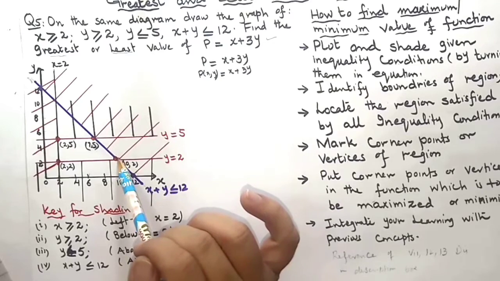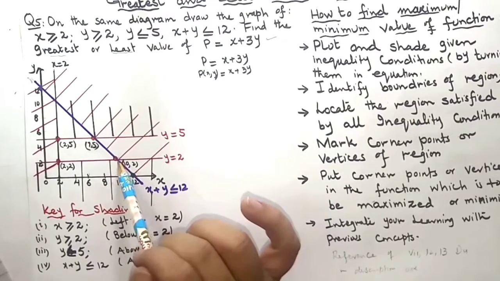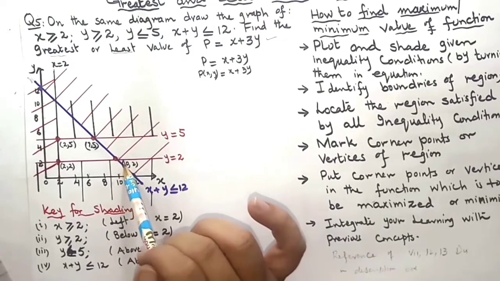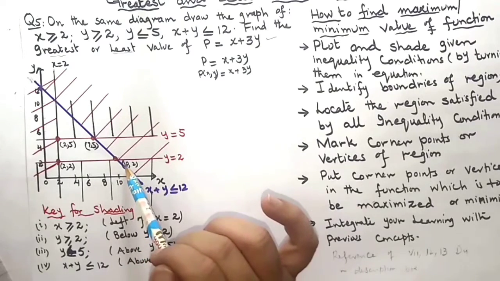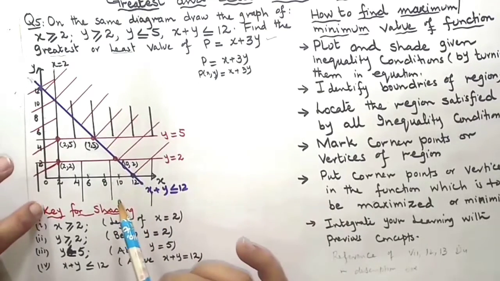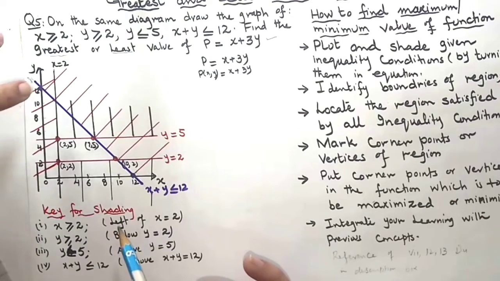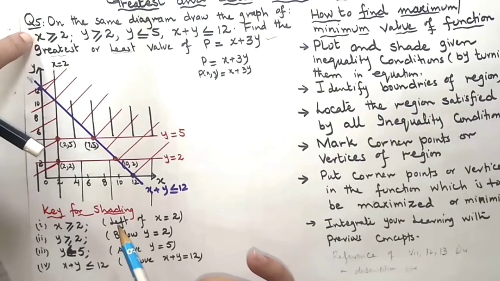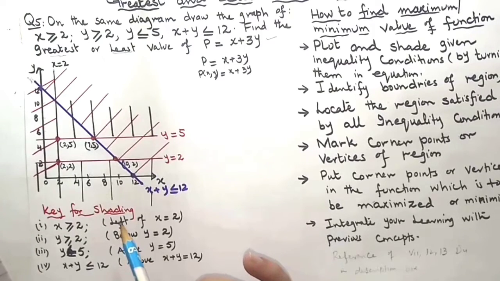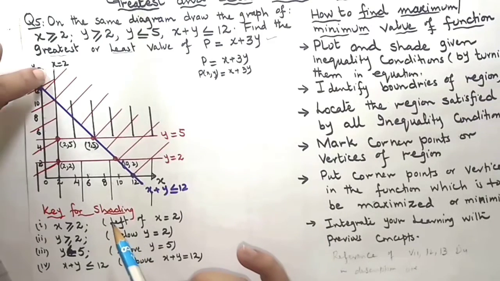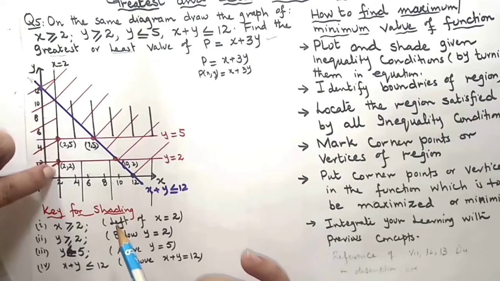We have learned a lot about the drawing and shading of the lines and inequalities. I will not be going in detail. I've drawn the graph for you and I've made the key for you people as well. Let's move to the solution. You can see that first inequality condition is x greater than equals to 2. First of all, draw the line at x equals to 2.